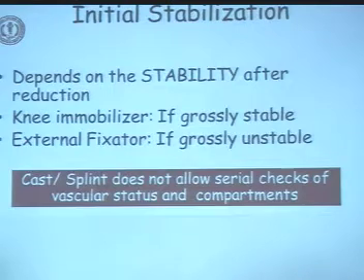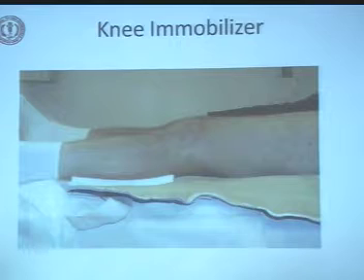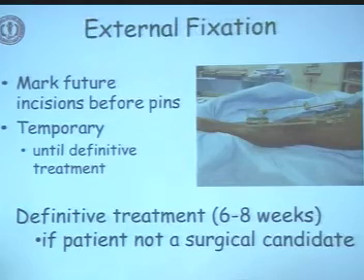Casts and splints are not recommended in the literature because they hinder the vascular examination. If you are using a knee immobilizer, try to put padding behind the upper leg so that gravity does not act, and the PCL remains reduced, like the knee is not subluxated posteriorly. If you are using an external fixator, please keep in mind that you will be doing a definitive future surgery, so pin placement should be done accordingly.